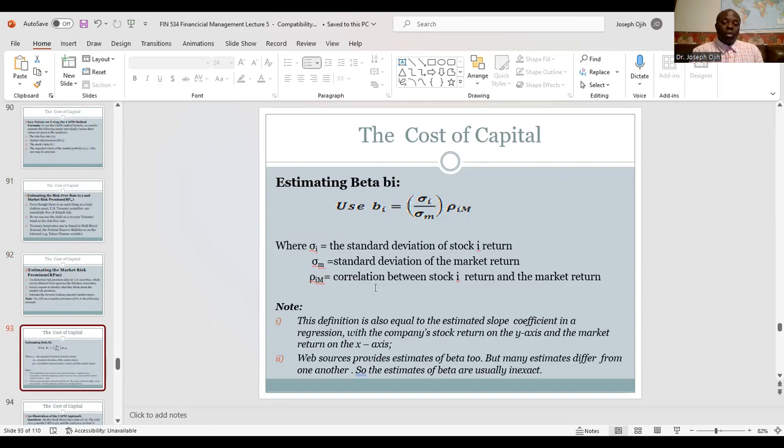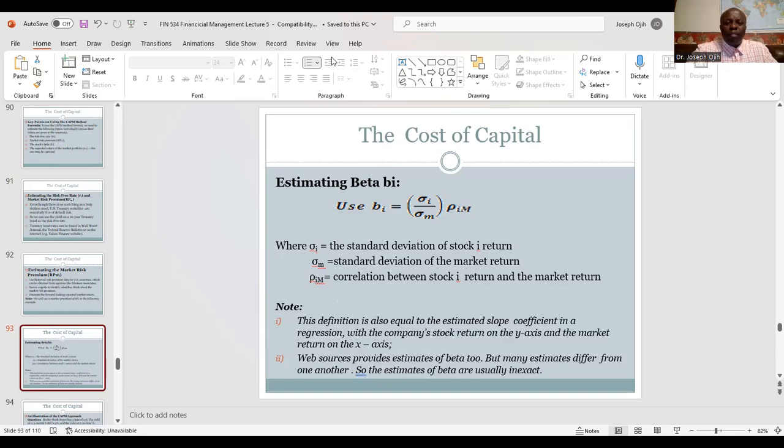Alternatively, you can just use what we call the slope of a regression, whereby you use the return of the company stock over several weeks or several months on the y-axis, and the return on the market index, for example the S&P 500, on the x-axis. So the slope of these two will be the beta for that stock.